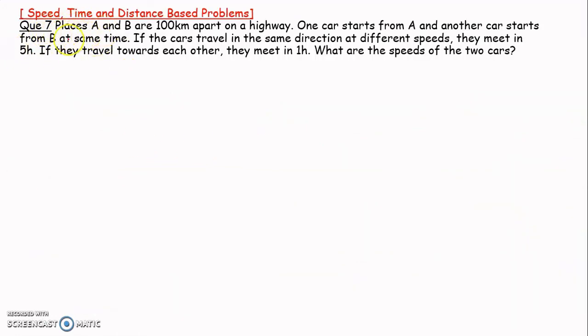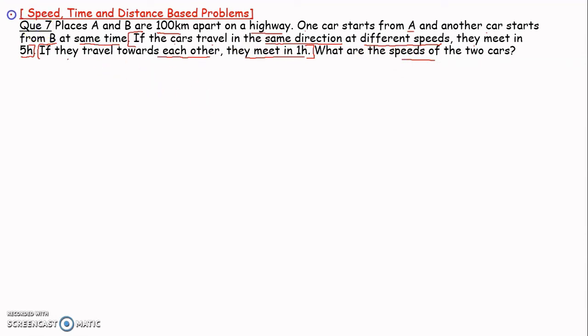See the question number 7. Places A and B are 100 km apart on a highway. Now one car starts from A and another car starts from point B at the same time. If the cars travel in the same direction at different speeds, they meet in 5 hours. And if they travel towards each other, they meet in 1 hour. So what are the speeds of the two cars?